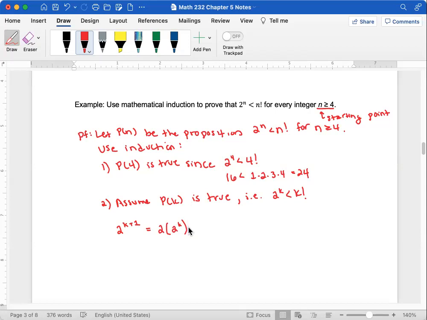Okay, but 2 to the k, we've assumed is less than k factorial. So this is less than 2 times k factorial. I'm going to drop the parentheses. Times k factorial. Cool. Okay. So that's based on our assumption.